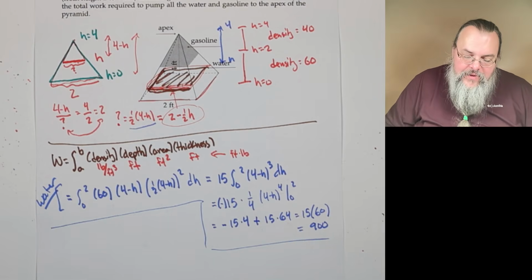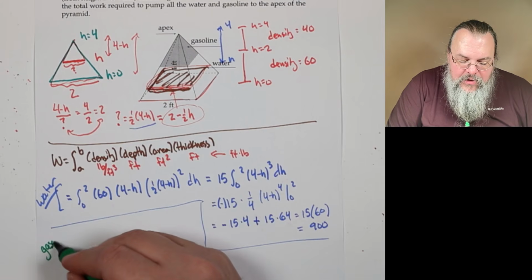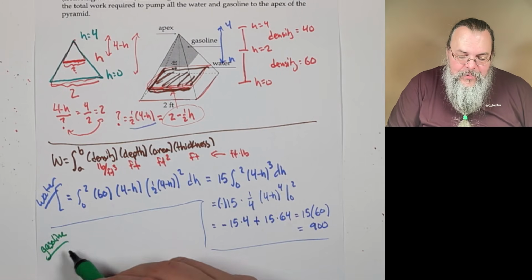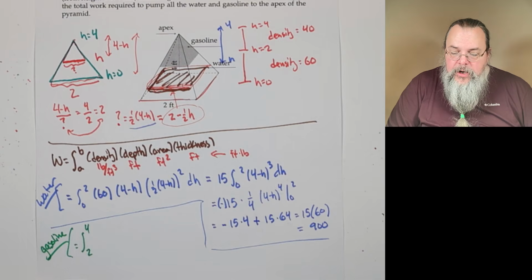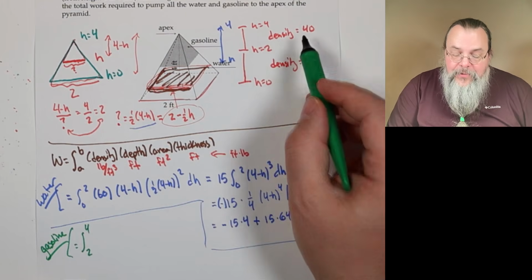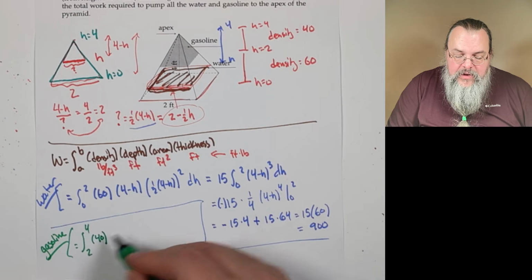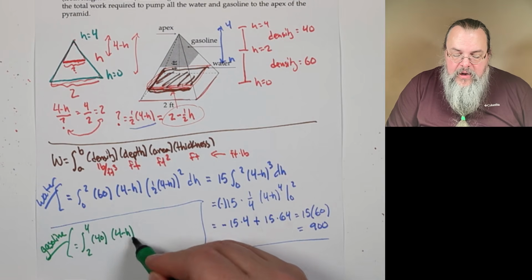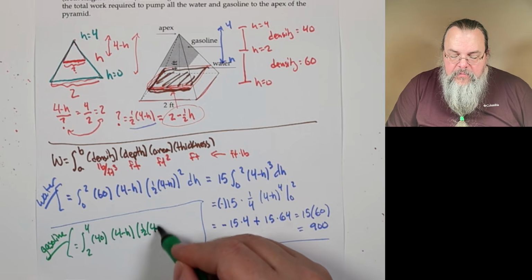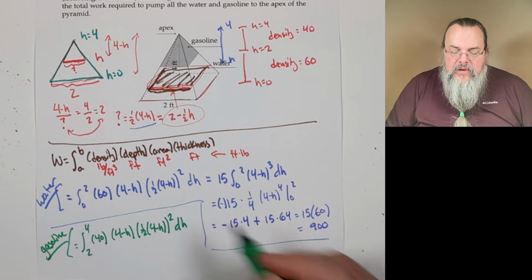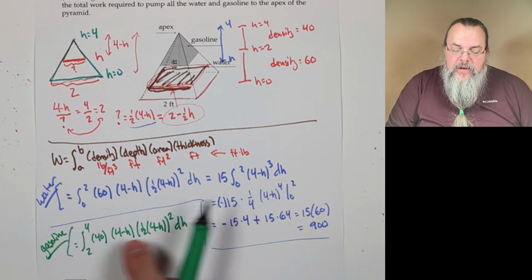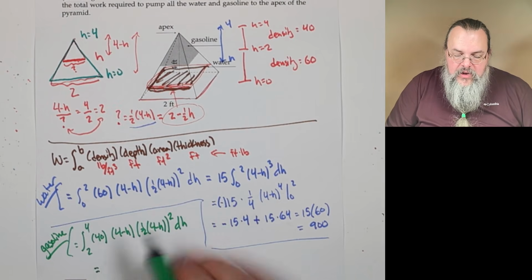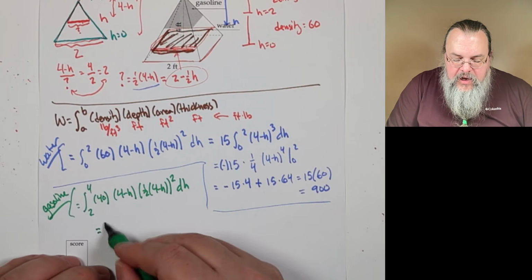Okay, so for gasoline, the good news is we've done the work. We just have to basically make the modification. Now we're 2 to 4. Our density is 40. So it's easier. Our depth is still the same. Our area is still the same. And our thickness is still the same. So 1/4 squared is a quarter times 40 gives us 10. Okay, so we have 10.